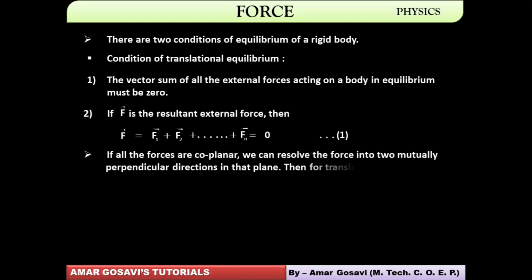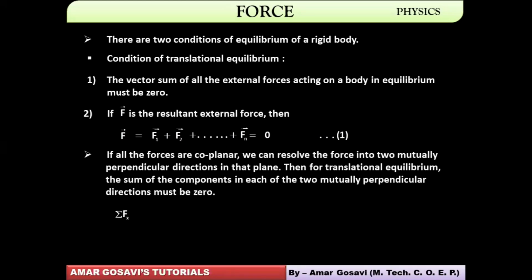So here you can see, for example, if it's a three-dimensional entity, then you can bifurcate this force entirely into three parts: the components of forces acting along x, along y, and along z. Say, for example, it's a two-dimensional case.